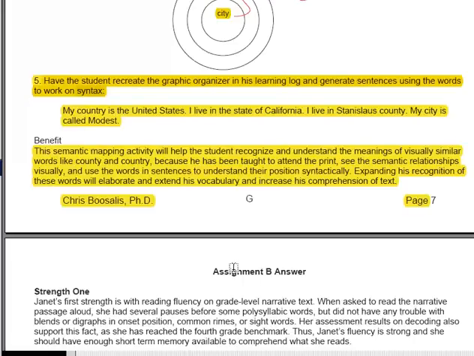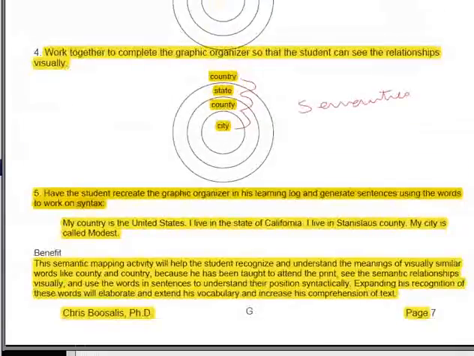The next place that we will go is to an IEP, I believe, and I'll see you back here in a second.